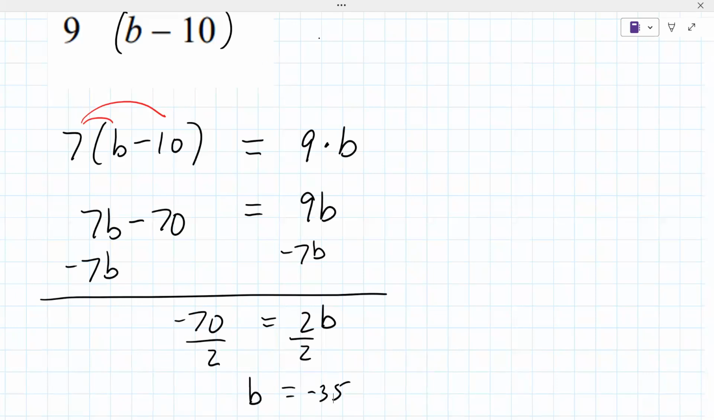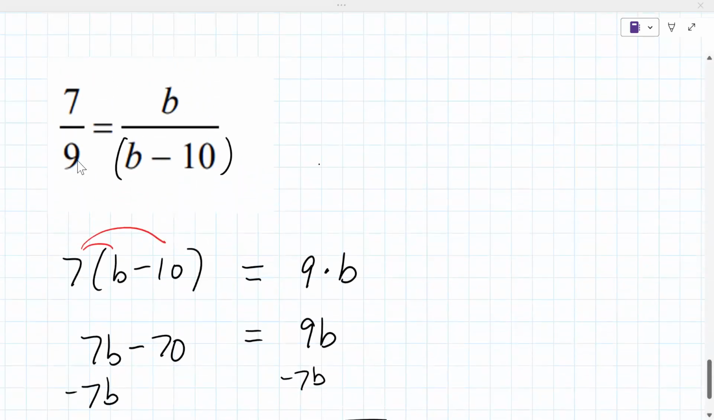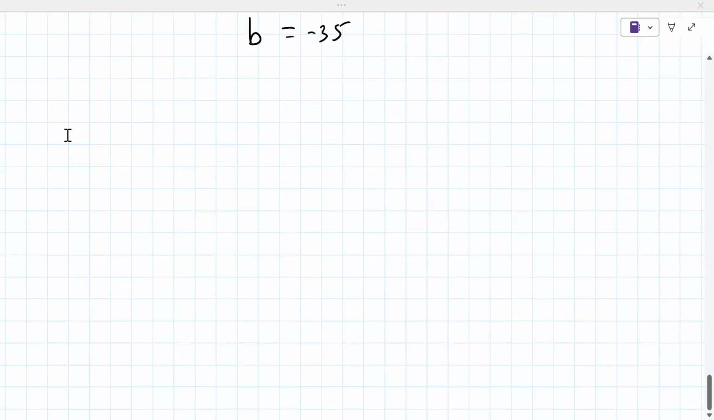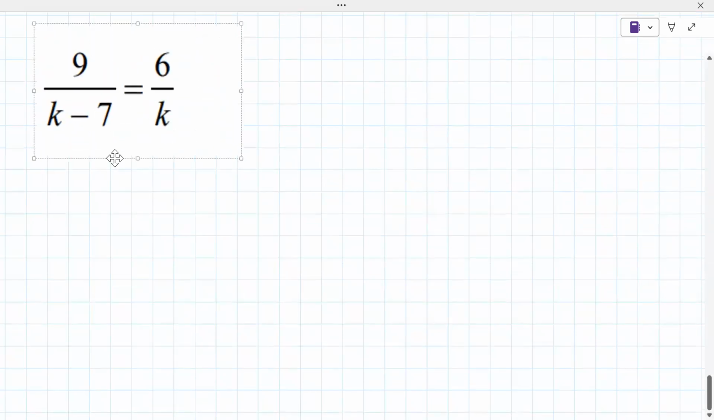Questions on that? No. Okay, here's one for you to try on your own. Do you need to get any of this work down in your notebook before you proceed? No, I'm okay. I got it down. Okay. All right, so here's one for you to try.